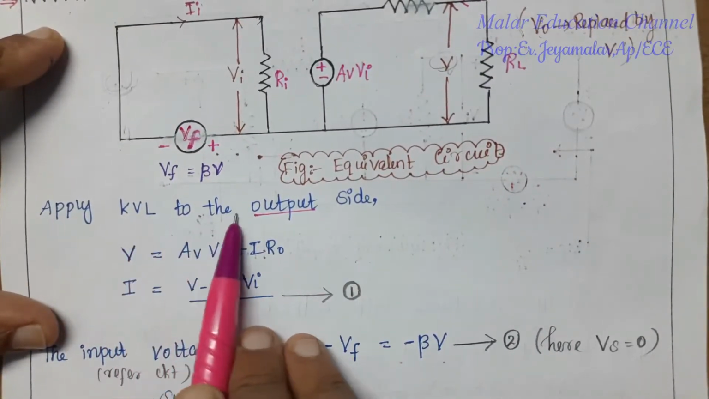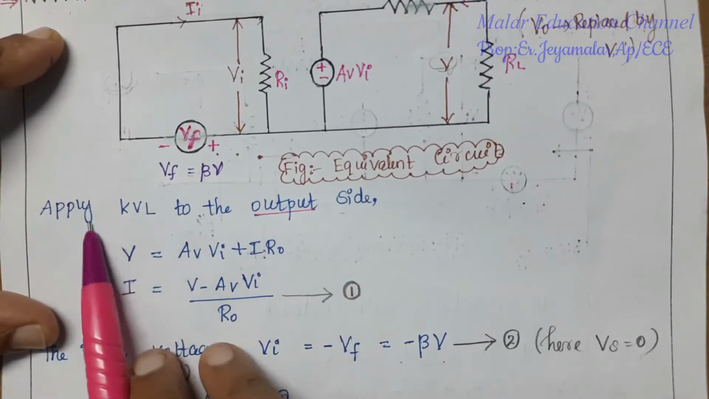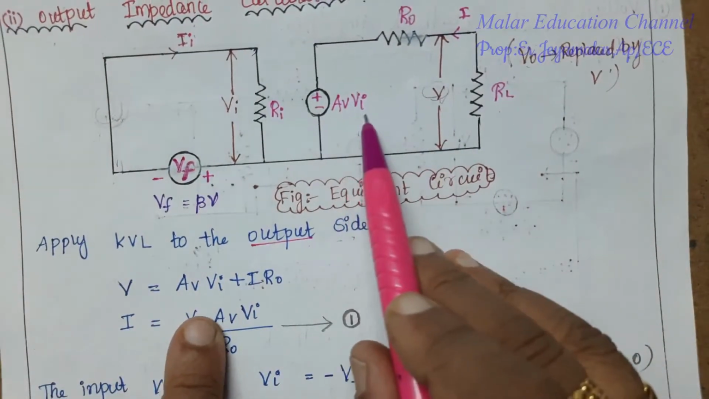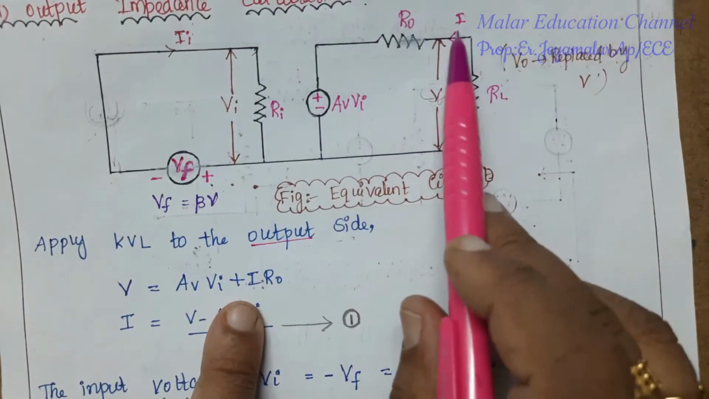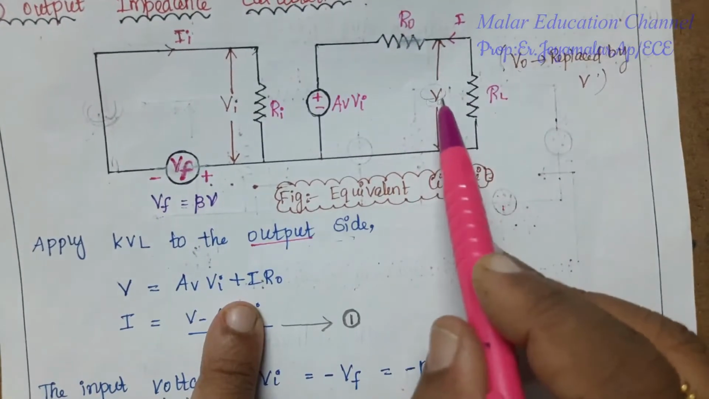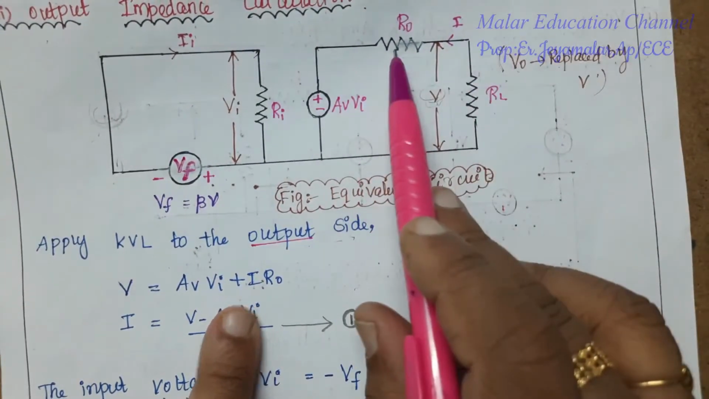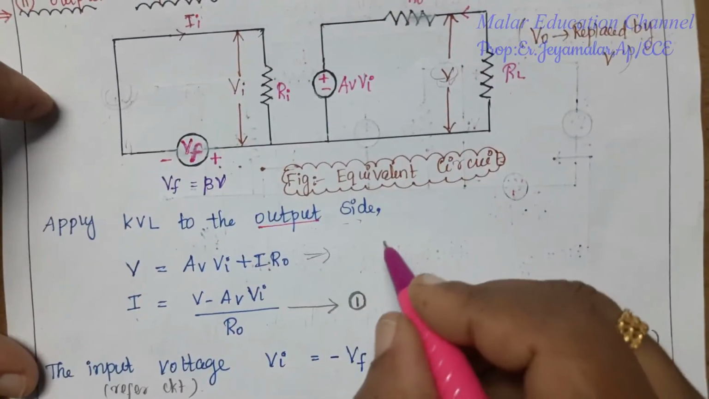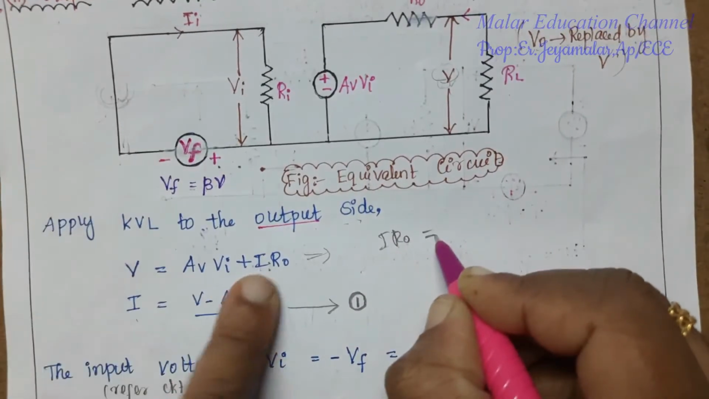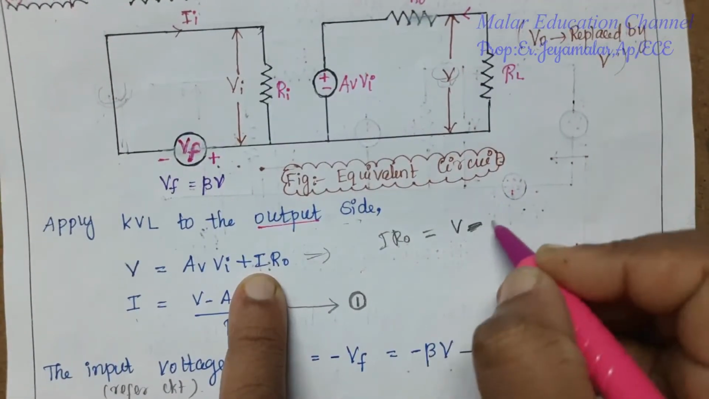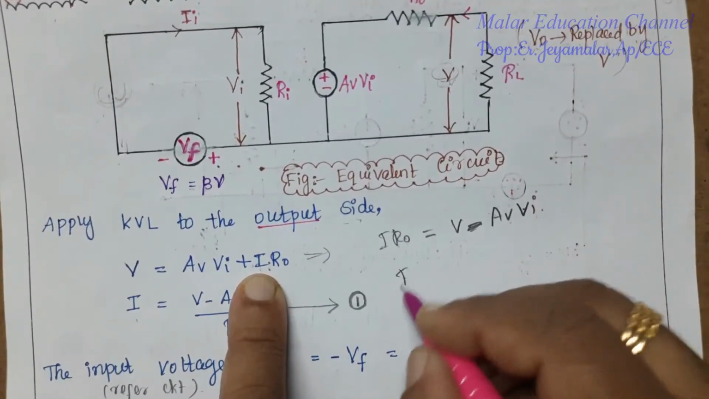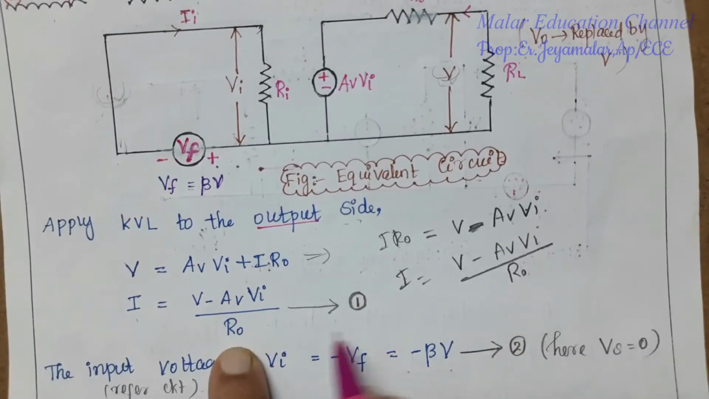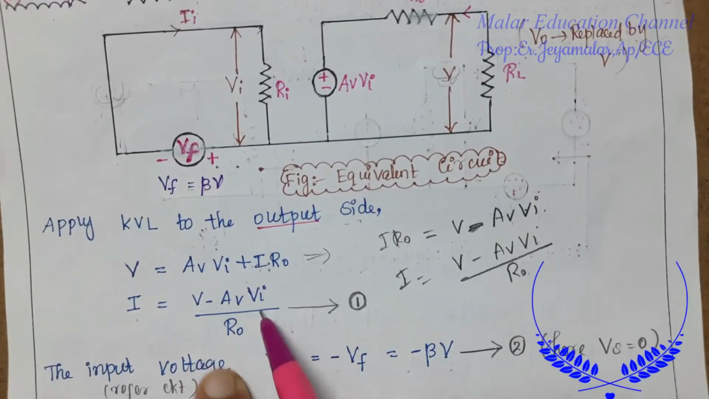Apply Kirchhoff voltage law to the output side, because this is the output calculation. So apply KVL to the output side. See the output section. Here V equal to Av into Vi plus I into R0. Next step, take the term I into R0 equal to V minus Av into Vi. So I equal to (V minus Av into Vi) divided by R0.